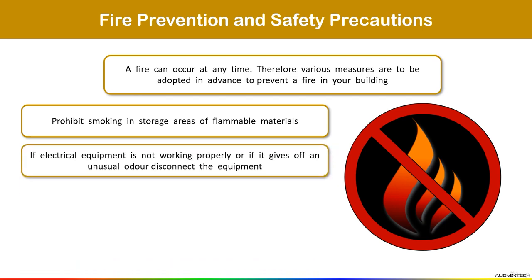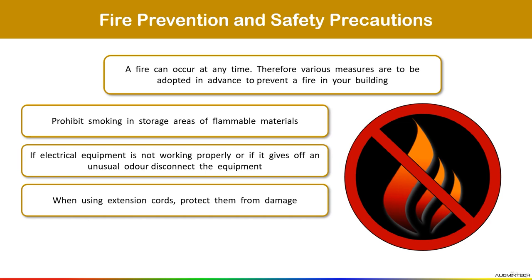Okay. Now the second is, if electrical equipment is not working properly or if it gives off an unusual odor, disconnect the equipment. Okay, because electrical hazards are among the main causes of fire. So we should not overload electrical equipment or circuits, and try to avoid using extension cords, and use anti-static equipment. So always use anti-static equipment where required as per NFPA. Okay, in this way you can prevent fire.